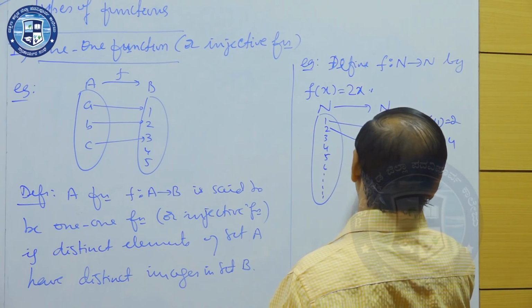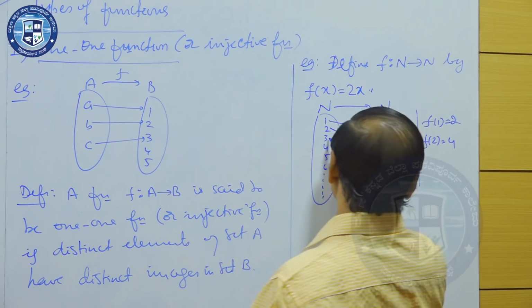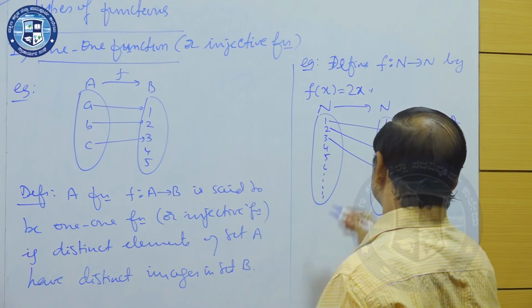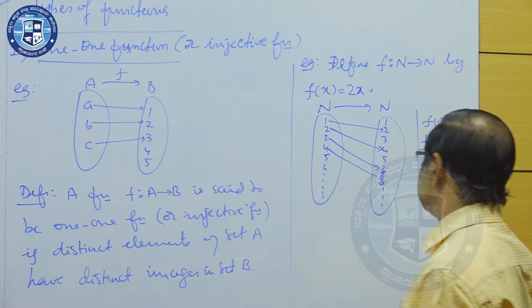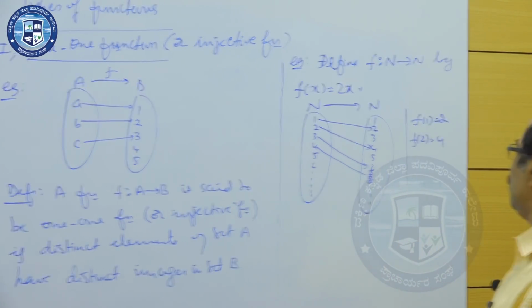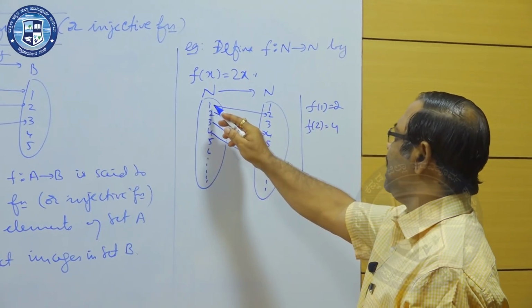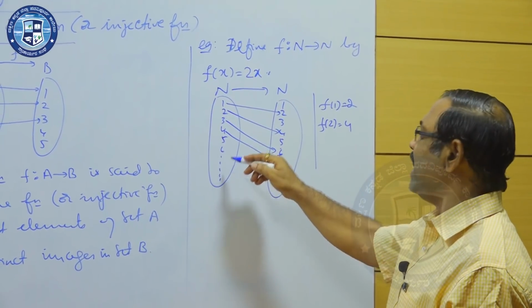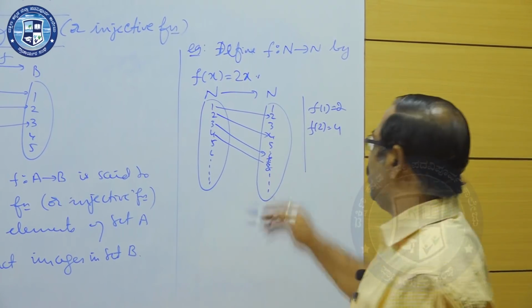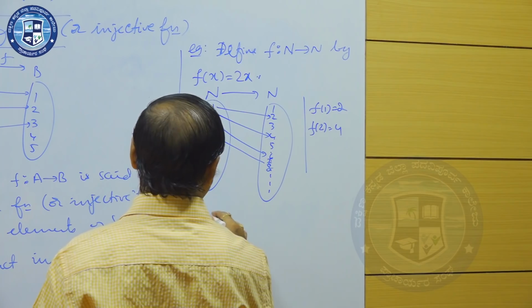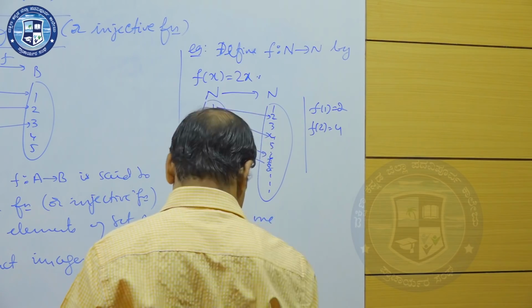So 2 is mapped onto 4. Similarly, 3 is going to 6. 4 is going to 8. So now we observe that distinct elements of set n, that means domain set, have distinct images here. So f is one-to-one.